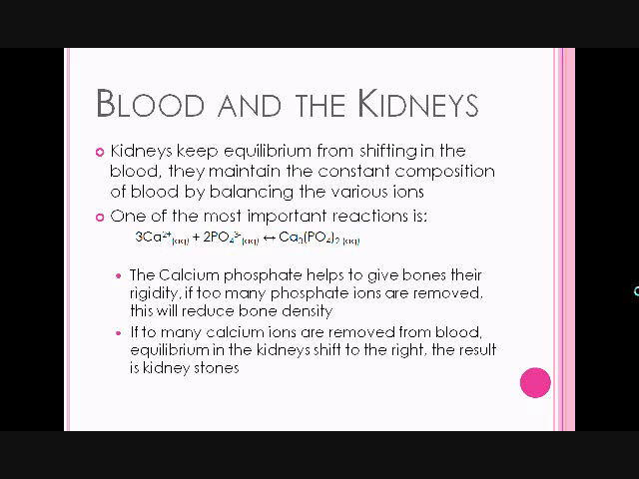Solid calcium can form in the kidneys, resulting in kidney stones, which are very painful. This type of equilibrium change occurs in other areas of the body as well. Two examples are gallstones in the gallbladder and gout in the joints.